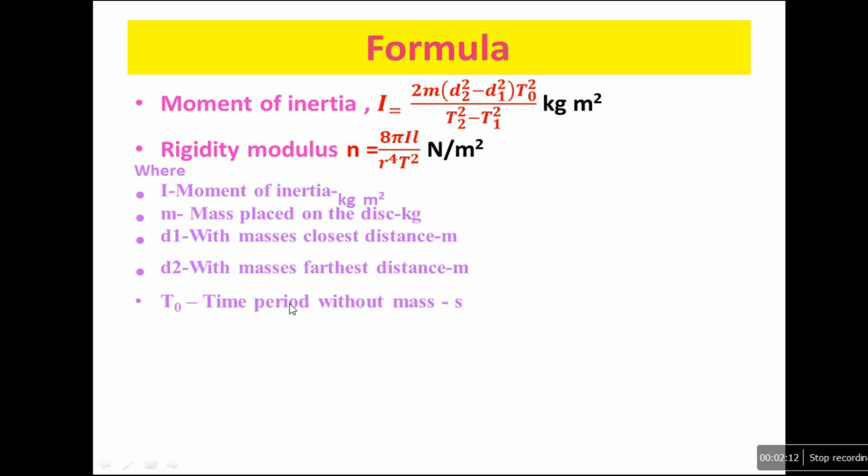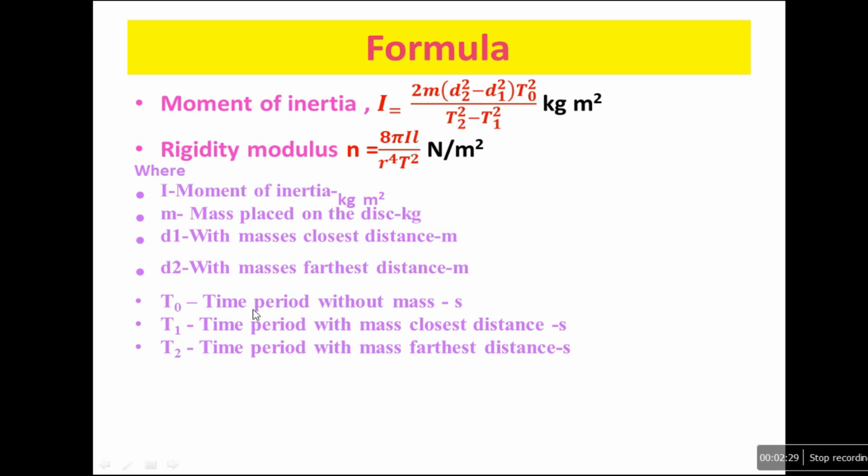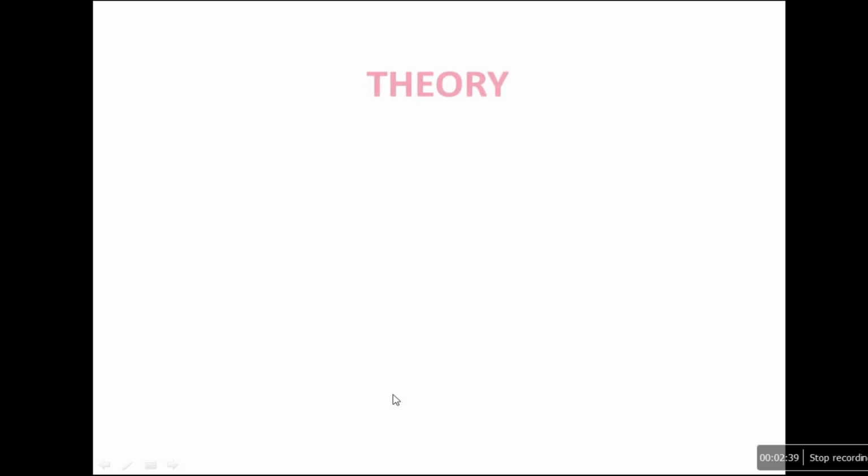And t0 is the time period without mass. Without placing any masses on the disc, we can calculate the time period for 10 oscillations. From that we can calculate the time period for 1 oscillation, let it be t0. Similarly, we can calculate t1 and t2. So t1 with the masses at the closest distance and t2 with the masses at the farthest distance, and L is the length of the pendulum and R is the radius of the wire. Okay, so that's all about the formula.